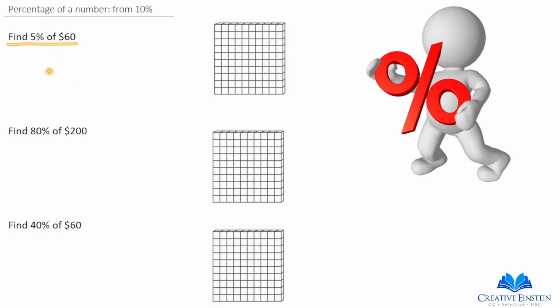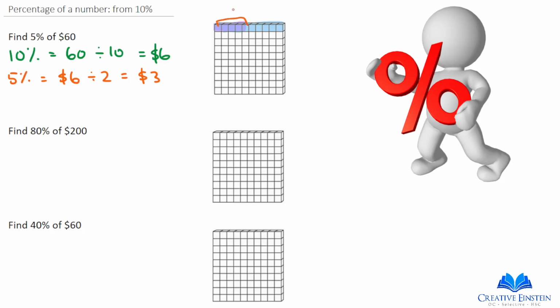Find 5% of $60. So to find 5%, the first thing we're going to do is find 10%. 10% we know is 60 divided by 10, which equals 6. So we know that 10%, which I've just coloured in, is equal to $6. But we don't want 10% this time, we want 5%. And we know that 5% is half of 10%. So 5% equals half of 10%, which is $6, divided by 2 equals $3. So this 5% equals $3.